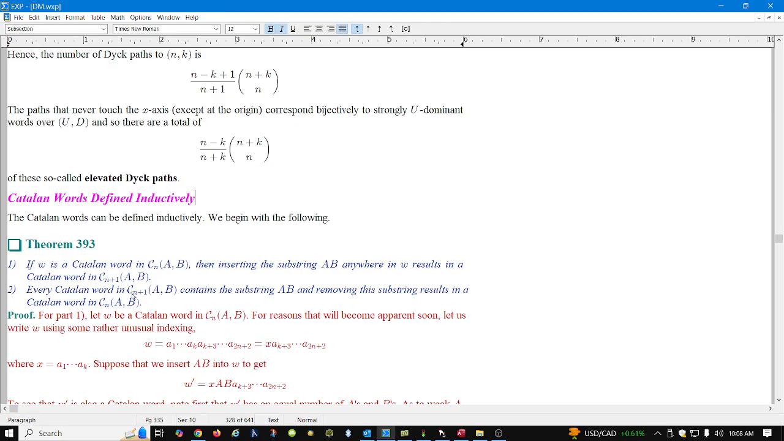Conversely, every Catalan word of length 2n plus 2 contains a substring AB, and removing that substring results in a Catalan word of length 2n.